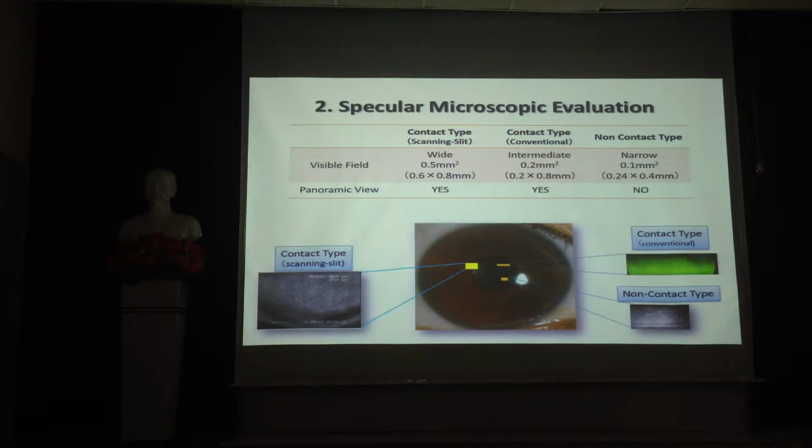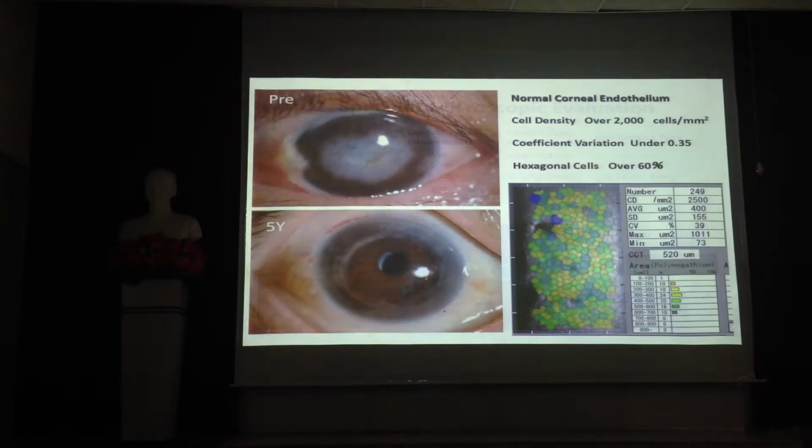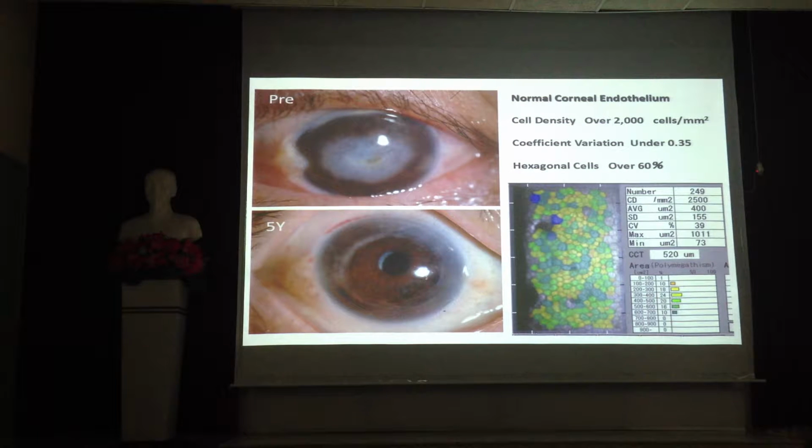Specular microscopic evaluation is key, but usually we now use the non-contact type specular microscope. In this case, you only see this portion, most of the time the central part, a very small portion of the field, as you measure. You do not have any information about the mid-peripheral or peripheral area of the corneal endothelium. For instance, this is the case 5 years after penetrating keratoplasty.